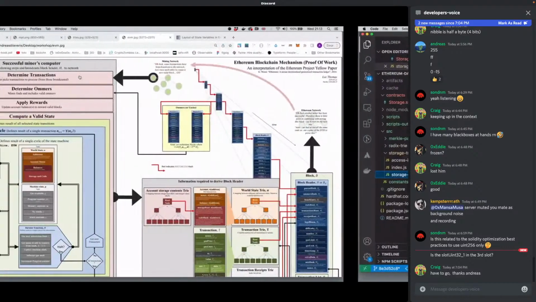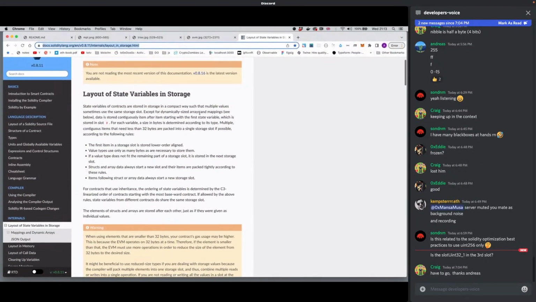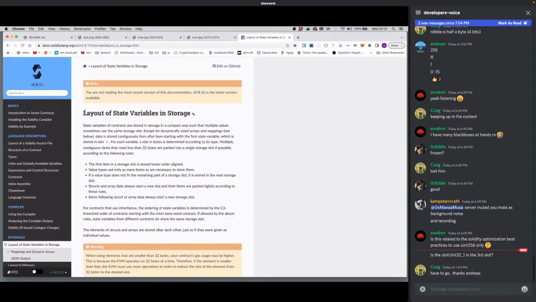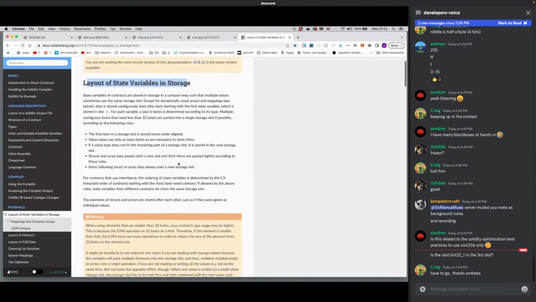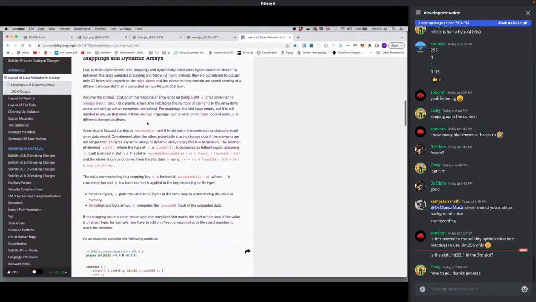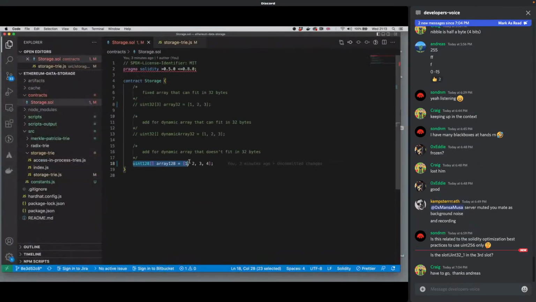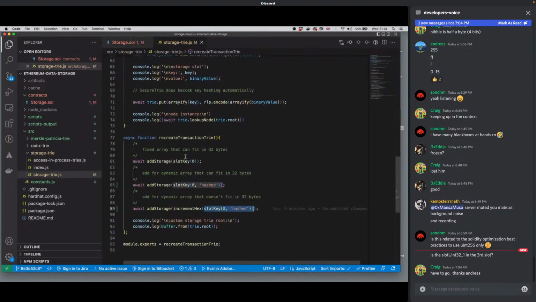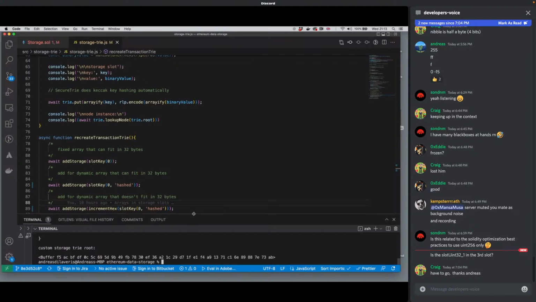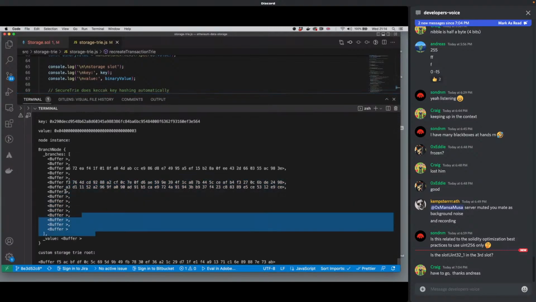I'm going to add this into the repo, but this is the layout state rules for storage, and this article explains all the tricks that you need to do of hashing, hash plus one, all that stuff, to find where storage variables are located in the database. What kind of computations you have to do to find where they exist inside the Merkle tree, so that you can retrieve them.